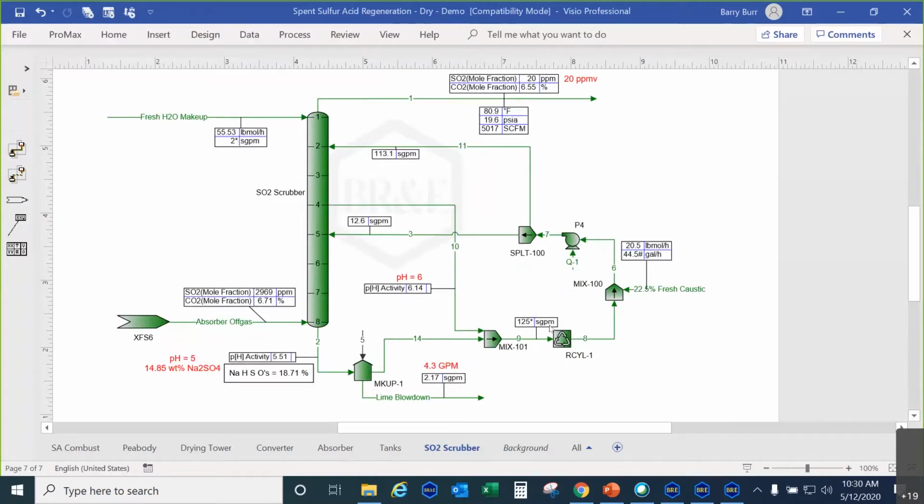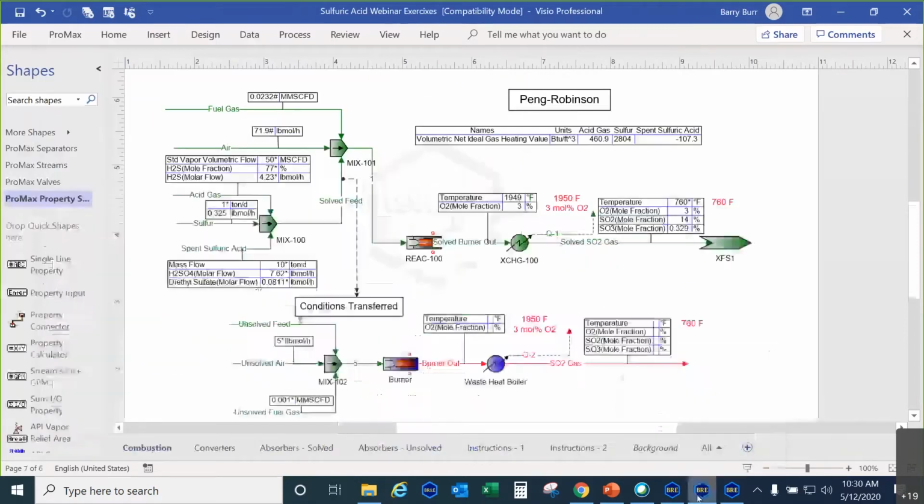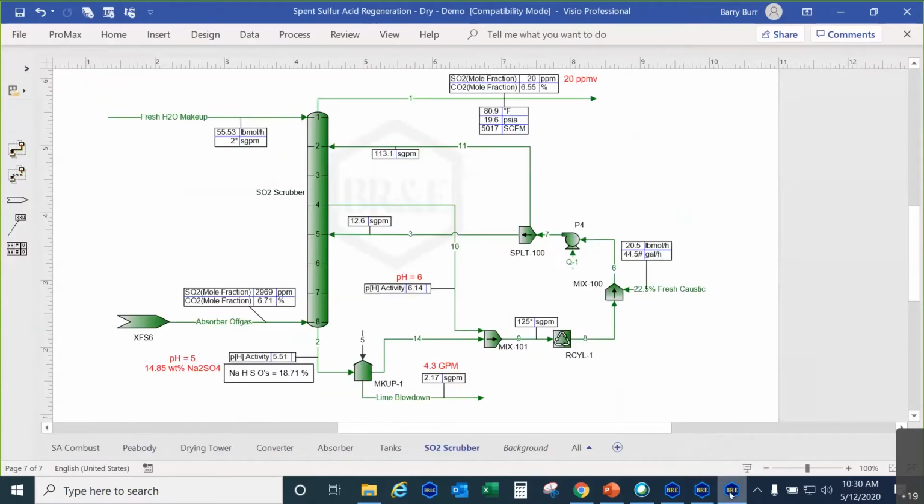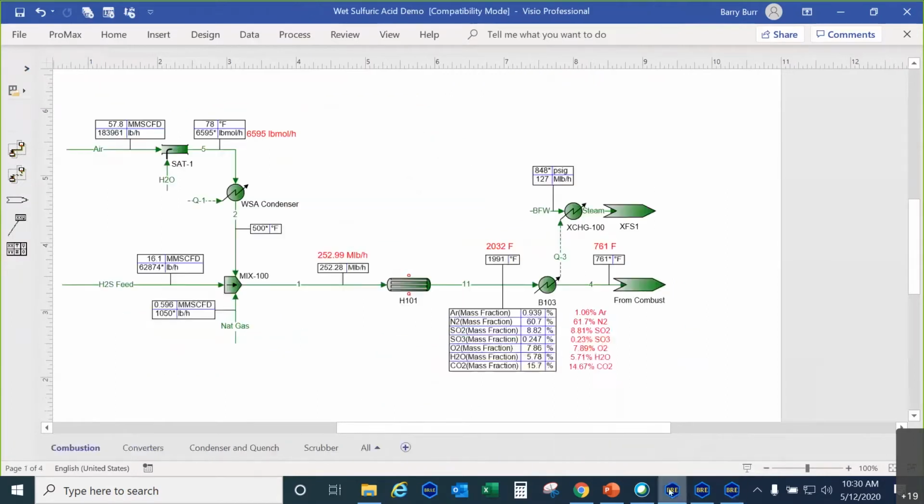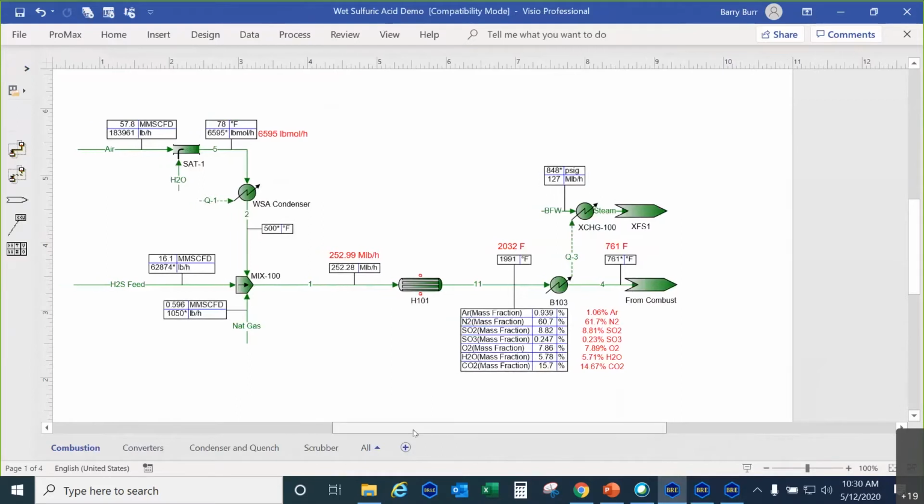All right. Okay, so there are no more questions about the spent sulfuric acid process. Let's move on to the wet sulfuric acid process. Okay, here's the wet sulfuric acid process.